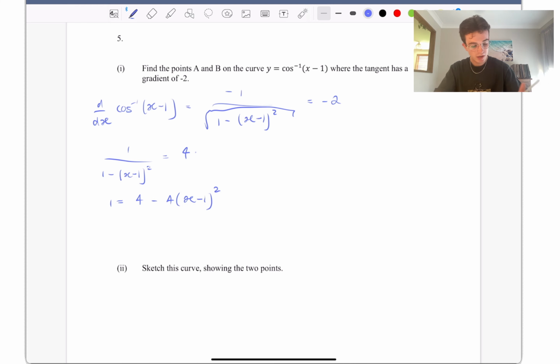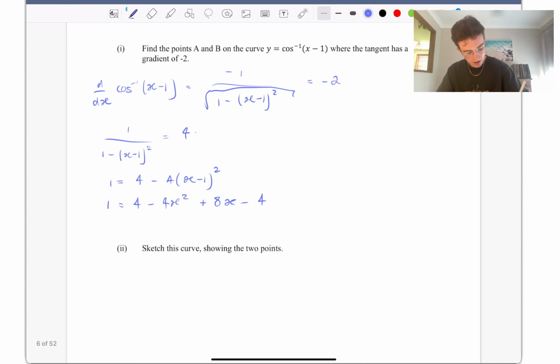And then we're going to expand that. So 1 is equal to 4 minus 4x squared, plus 8x, minus 4. Those 4's will die, and we're going to have 4x squared minus 8x plus 1 is equal to 0. I think, yeah, 4x squared minus 8x plus 1 is equal to 0. So x is going to equal 8 plus or minus.